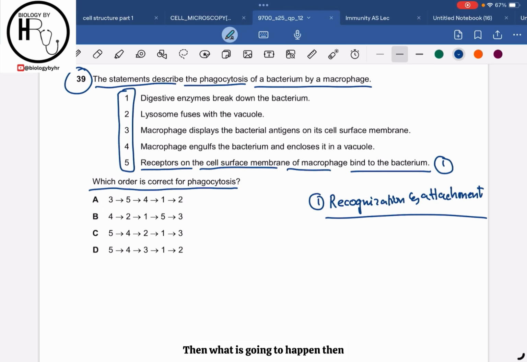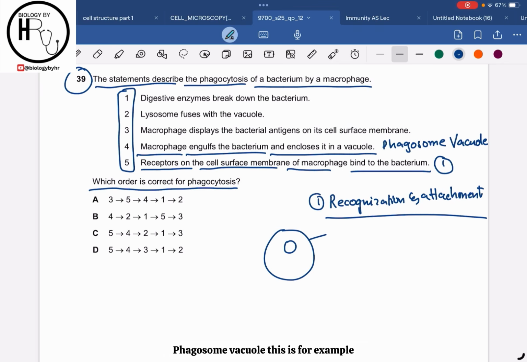Then what is going to happen? The endocytosis process, which is phagocytosis, takes place: the macrophage engulfs the bacteria and encloses it in a vacuole, which is also known as a phagosome or phagocytic vacuole. For example, if this is a macrophage, this is the phagosome, the phagocytic vacuole, which contains the bacteria.